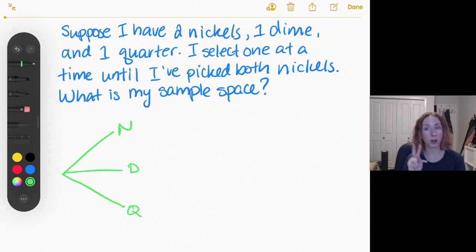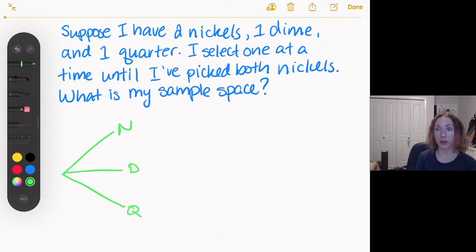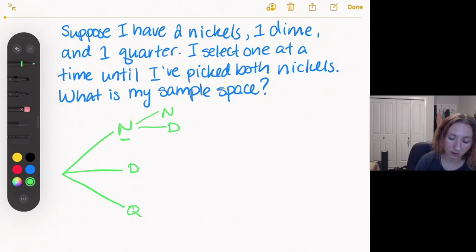Now, yes, there are 2 nickels, but for practical purposes, we can't distinguish between them. So we are going to have only one end there because both of those nickels lead to me saying nickel. Now, when I go to take my second action, when I've picked a nickel, so we're looking at this branch, I still have a nickel, a dime, and a quarter left. So I have all of my options still.